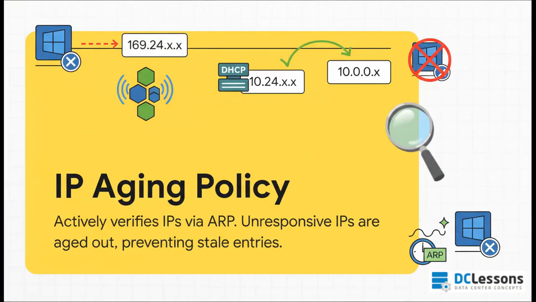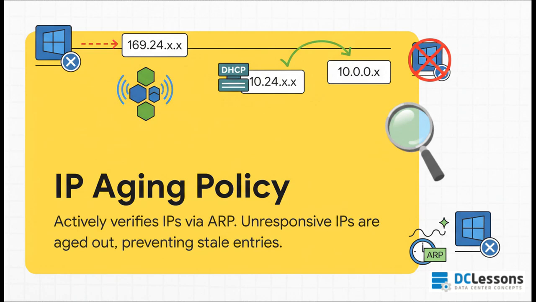Let's talk about IP aging. Picture this. A Windows VM boots up, but the DHCP server isn't available just yet. So what does it do? It gives itself one of those temporary 169.254 APIPA addresses. And of course, ACI learns it. A couple minutes later, the DHCP server comes online, the VM gets its real IP address, and everything's great. The problem? Without IP aging, that old, stale, useless APIPA address might just sit in ACI's tables forever.